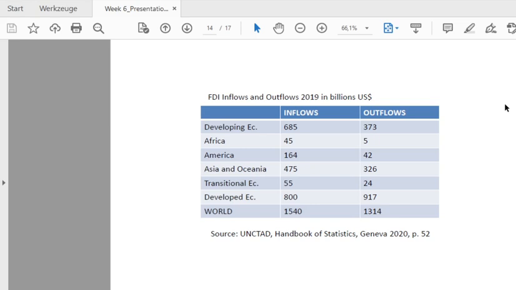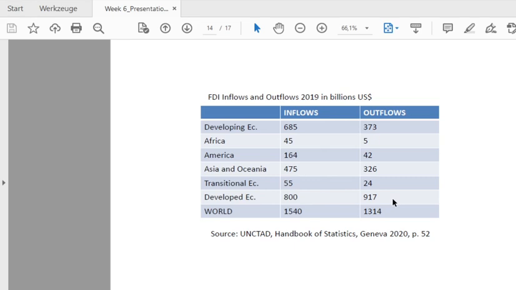This table shows us where capital comes from. Which are the countries, which are the major exporters of capital outflows, and which are the major importers of capital inflows. If you take a look at developing countries, they have been the origin of 373 billion US dollars as outflows. And they have been the target of 685 billion US dollars as inflows. So you can see inflows are much higher than outflows. And if you take a look at developed countries, here you see that's the other way around. Outflows are higher than inflows.